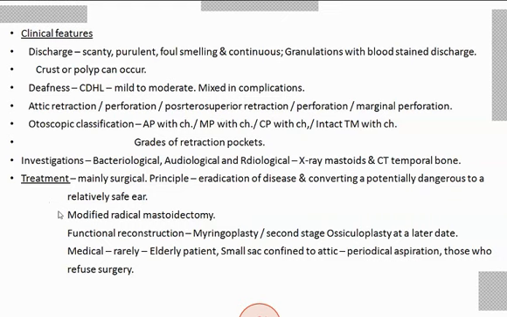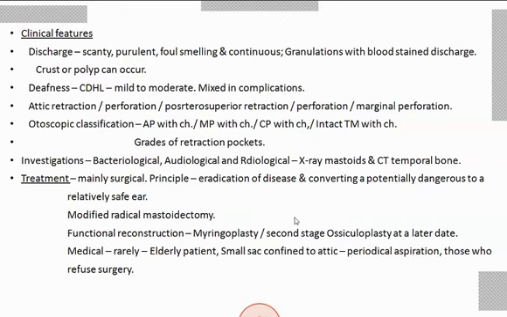This consists of three types. One is simple mastoidectomy or cortical mastoidectomy. Second one is modified radical mastoidectomy. Third one is radical mastoidectomy. So here we do a radical mastoidectomy where we exenterate the mastoid and all the mastoid cells and remove the bone separating the external canal and the mastoid.